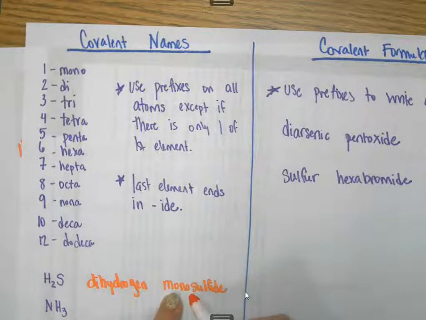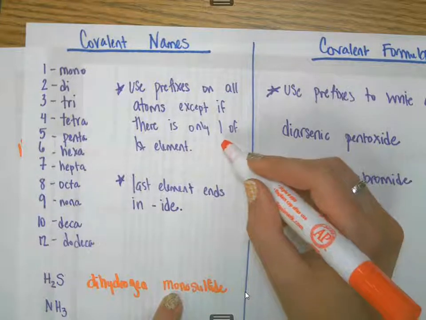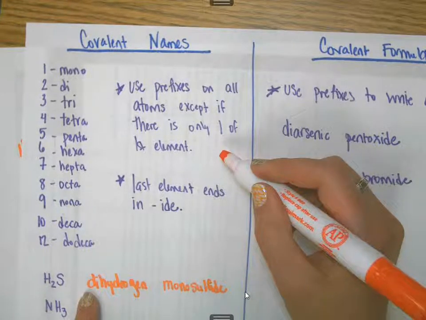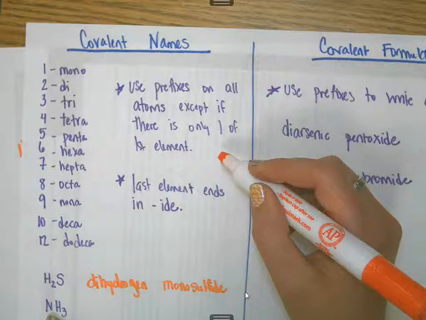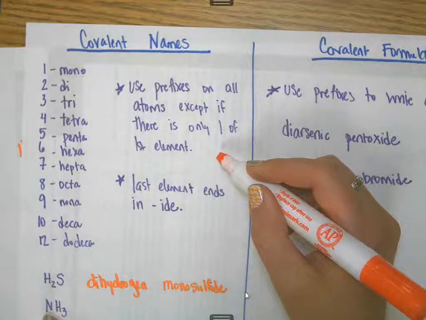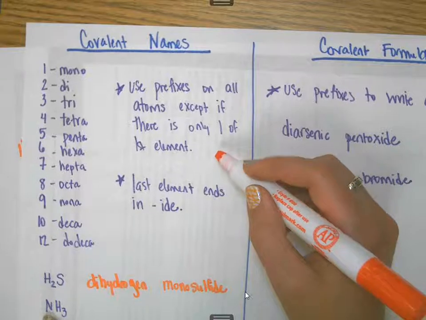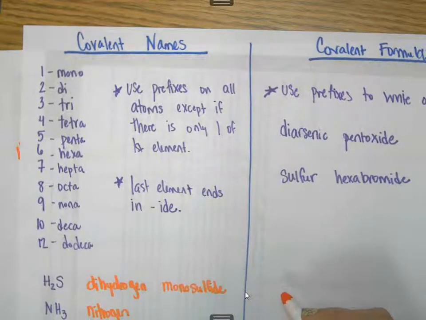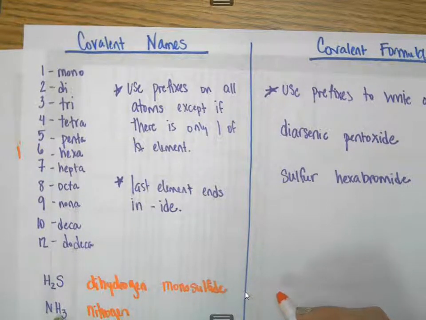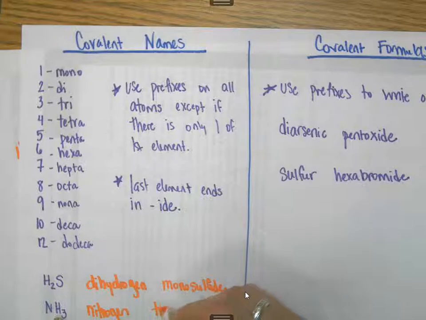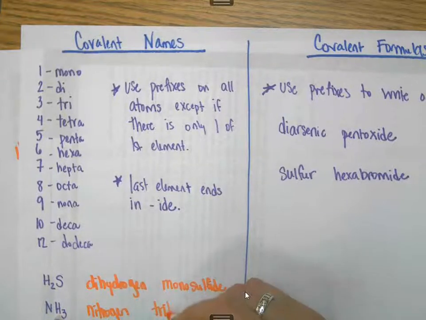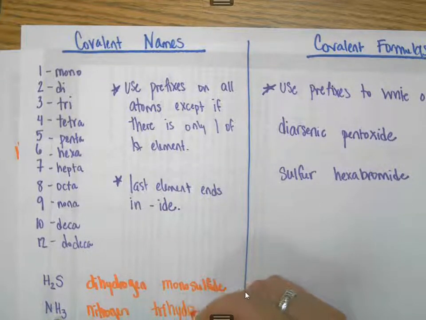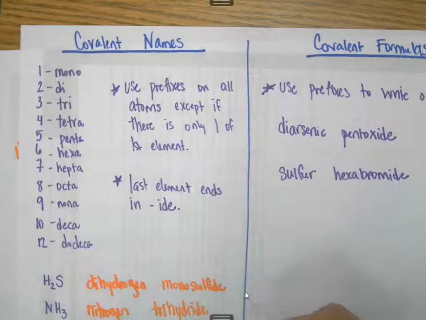I did use mono. I'm not telling you never use mono, but you don't use it if it's the first element. Here's an example of that. This one has 1 nitrogen, but I'm not going to write down mononitrogen. I'm just simply going to write nitrogen. I don't change the ending, I just name the element. There's 3 hydrogens, so I need to use the prefix tri, and then hydrogen is going to become hydride. Nitrogen trihydride.